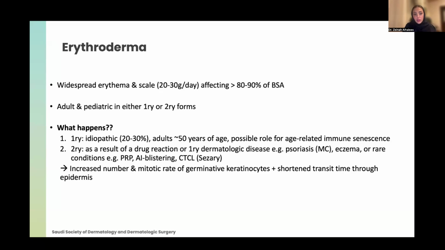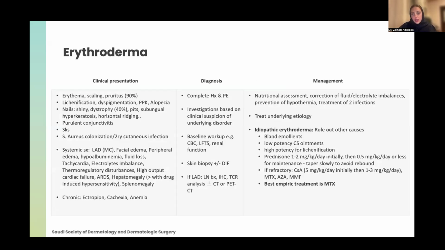So what happens with erythroderma? You have an increased number and increased mitotic rate of your germinative keratinocytes, plus a short transit time throughout the epidermis, and that's why they shed these scales very, very quickly. So clinical presentation, as we just mentioned, erythema, scale, and pruritus. So the most common symptom that they get is usually itch.